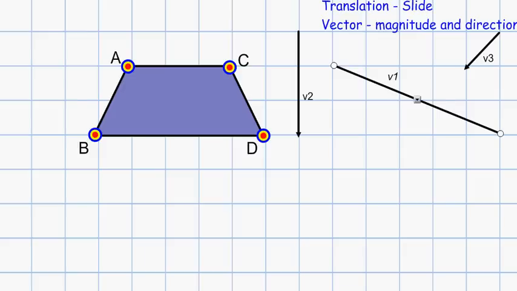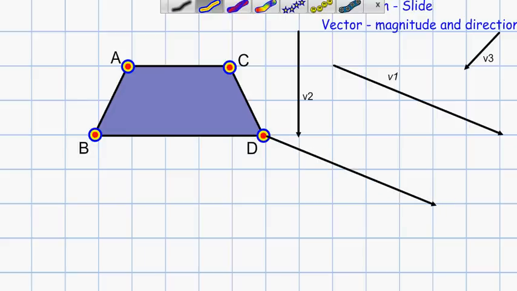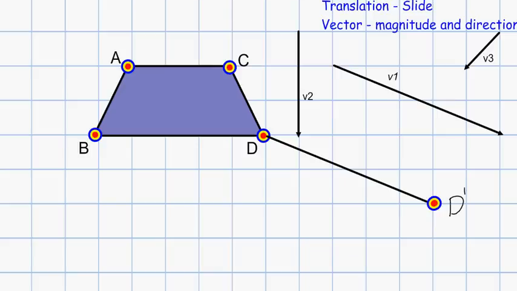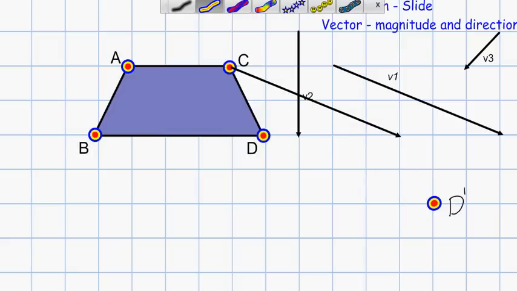Using v1, I can line this vector up here, and it tells me that D prime is going to land right there. And I can drag my vector around to find out that C prime will be right here. Well, it's going to be very difficult for you to drag a vector around on a piece of paper.